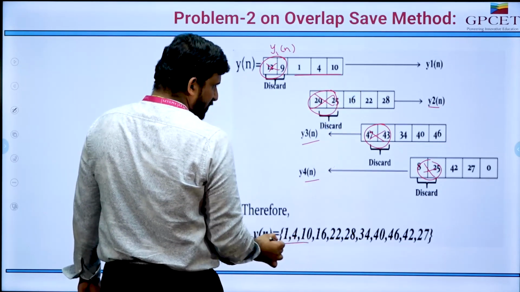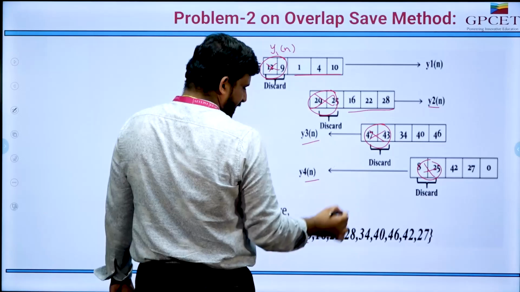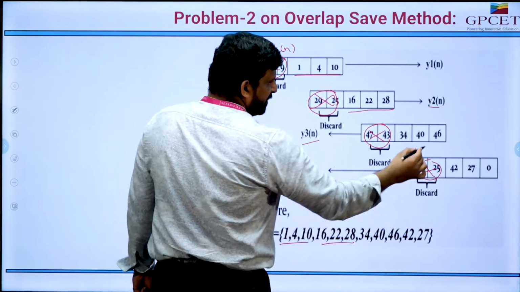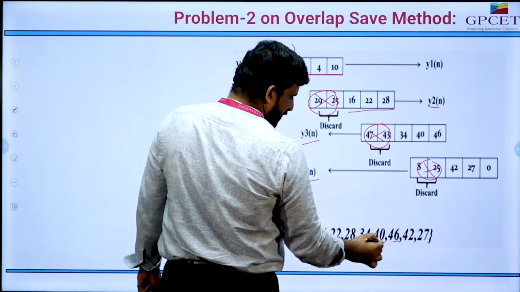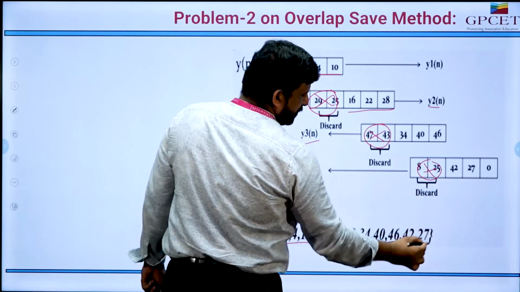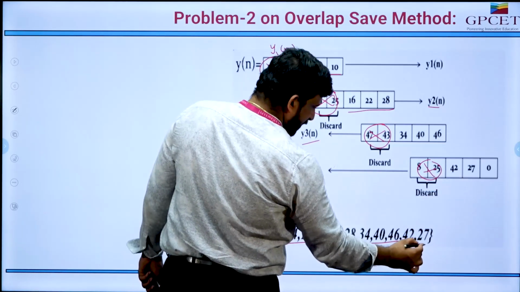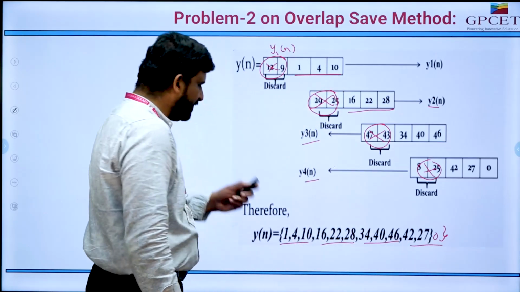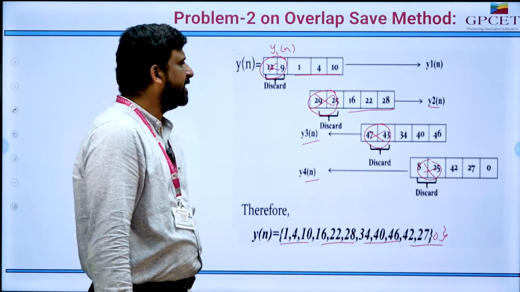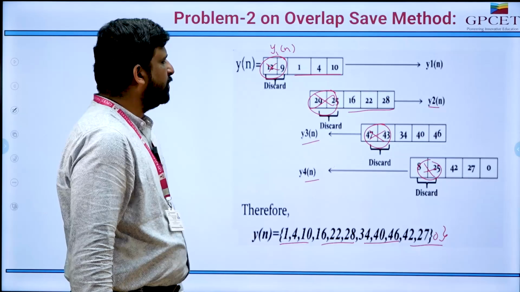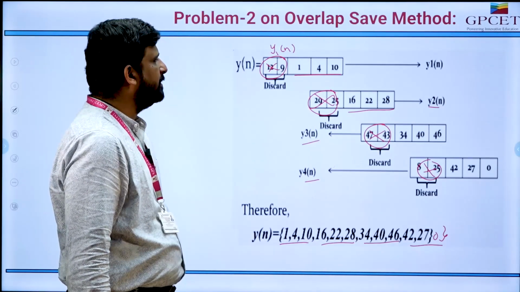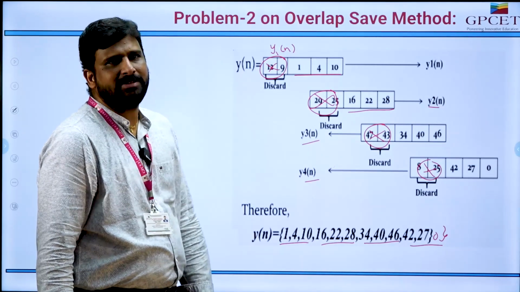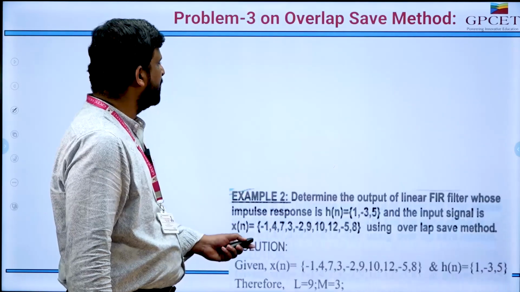That is 1, 4, 10, 16, 22, 28, 16, 22, 28, 34, 40, 46, 34, 40, 46, remaining 42, 27, 0. So 42, 27, 0. The 3 sequences are added, and finally we are going to get the value of y of n. Like this, we can use this overlap save method to decrease the long length sequences if we are given, right?